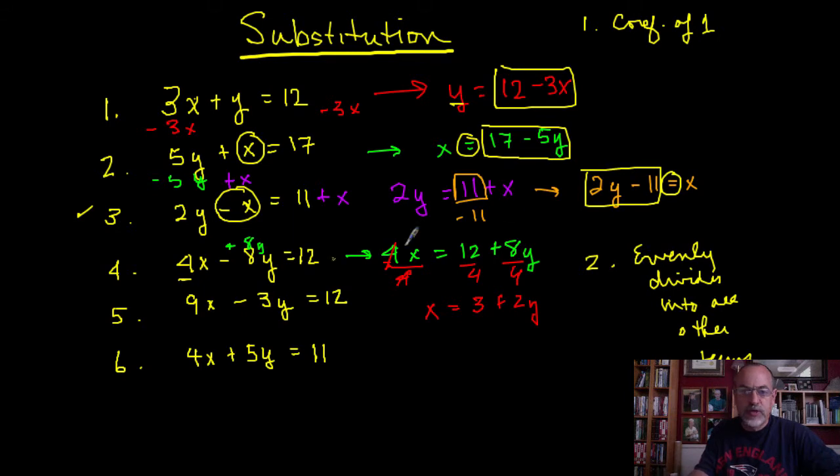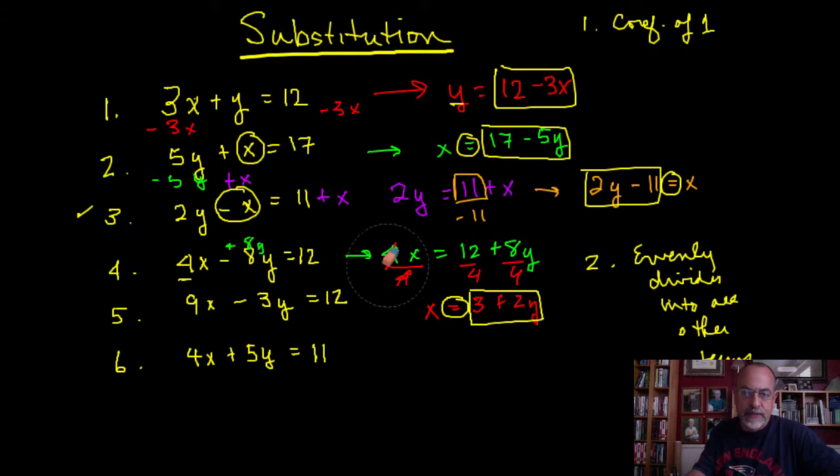Because I chose to solve for the x, where that coefficient divided evenly into all the other terms, when I get finished and I have x by itself, I have an expression over here that does not contain any fraction. If I look at number 5 here, 9 does not go into 3 or 12, so I don't want to solve for x. The -3y, however, 3 does go into 9, and 3 also goes into 12, so I'm going to choose to solve for the letter y here.